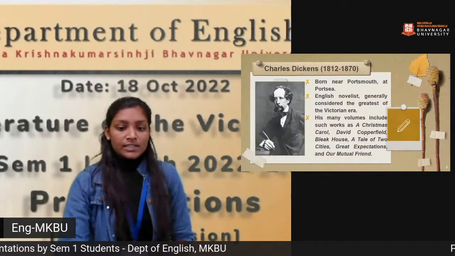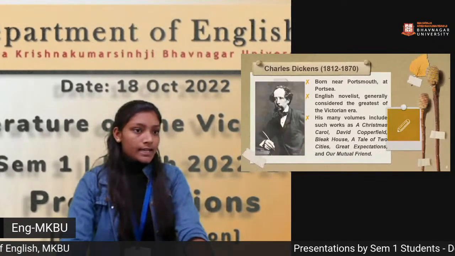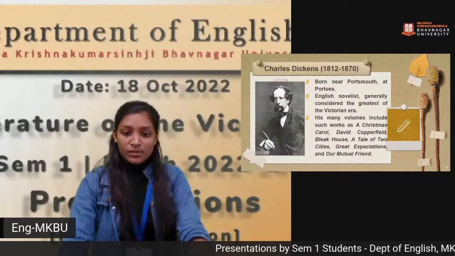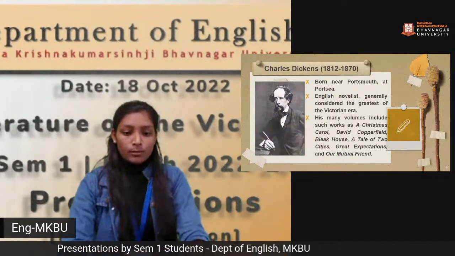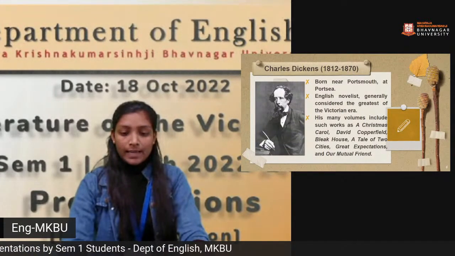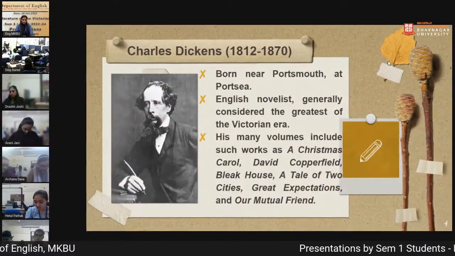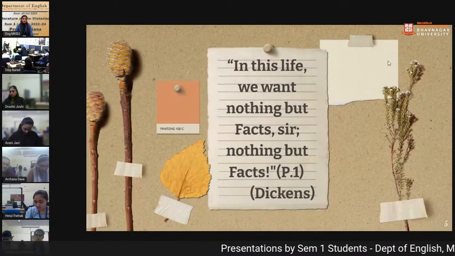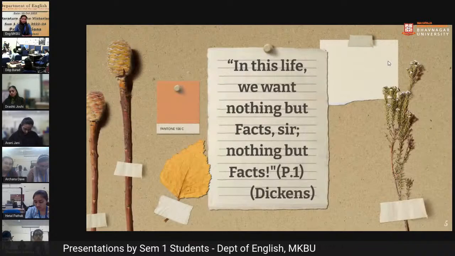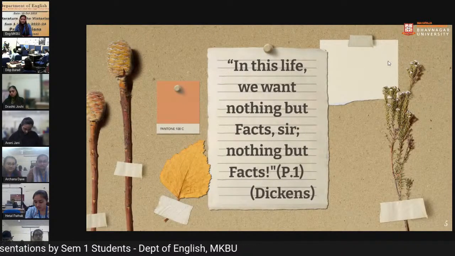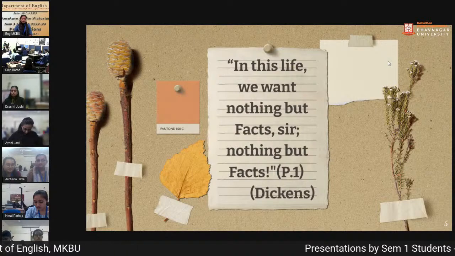About the author, Charles Dickens was born near Portsmouth and Portsea. He was an English novelist, generally considered the greatest of the Victorian era. His many famous works include A Christmas Carol, David Copperfield, Bleak House, A Tale of Two Cities, Great Expectations, and Our Mutual Friend. This novel starts with a quotation from the dialogue of Thomas Gradgrind: in this life we want nothing but fact, sir, nothing but fact.